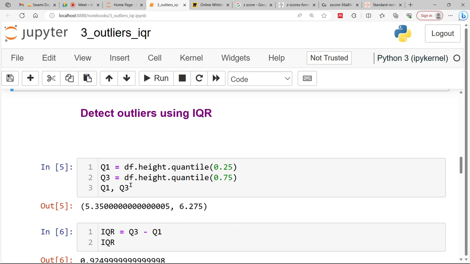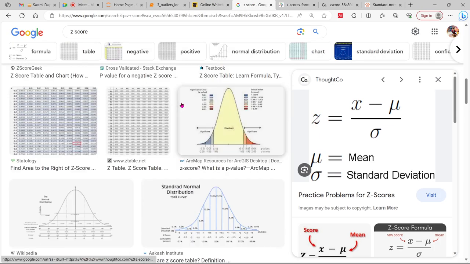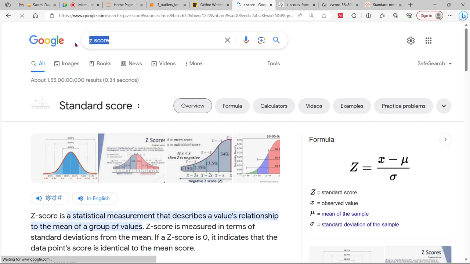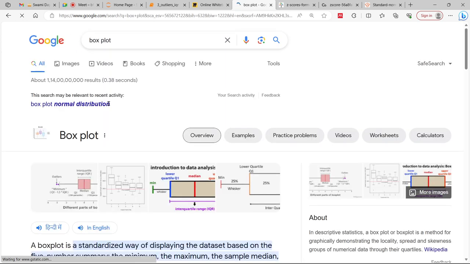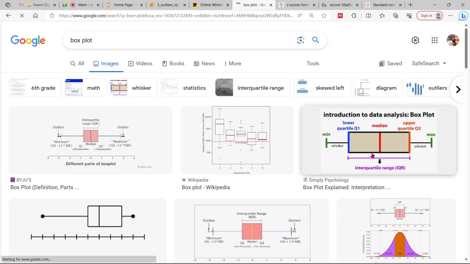First, what do we have to find out? We have to find out 25%, 75%. Okay, let me go ahead. Here we have box plot. Let me show you box plot values. So this image is showing box plot.